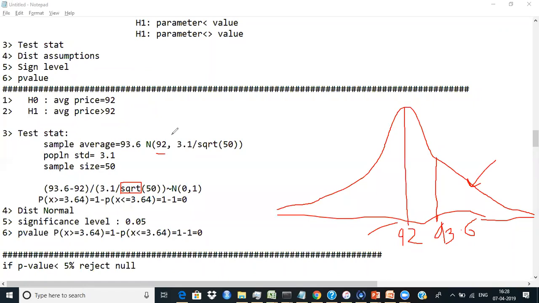Irrespective of the distribution, you can do this, provided you know the population standard deviation.